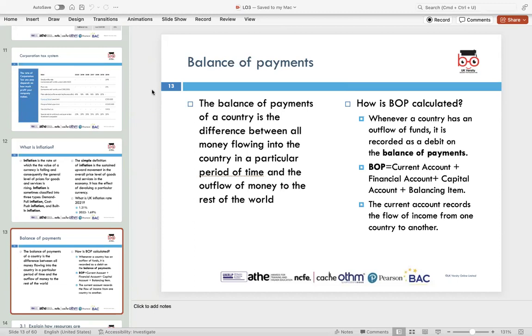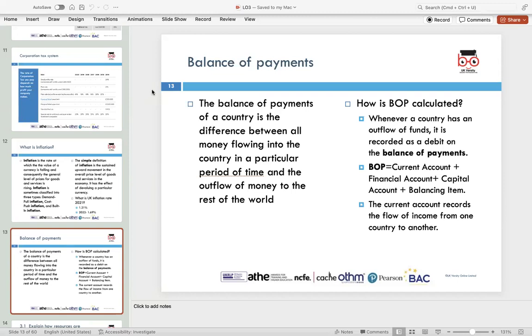Thank you. So, balance of payments. One definition of a country's balance of payments is the difference between the total amount of money that enters the country during a specific time period and the amount of money that leaves the country and is sent to other countries across the world.